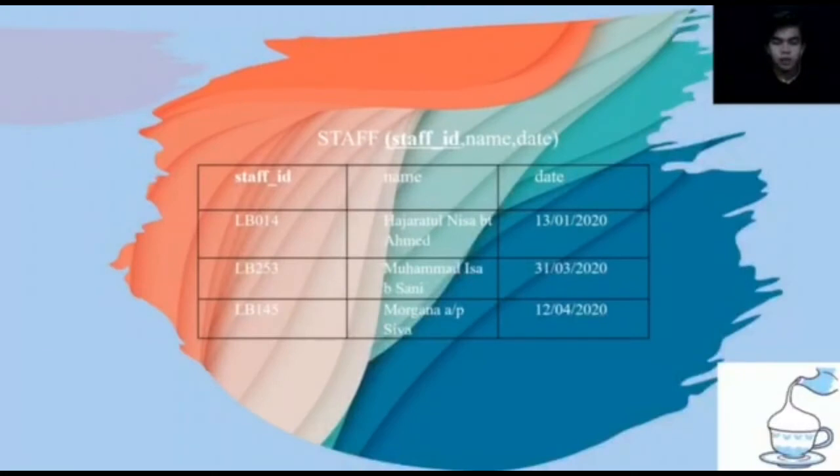So, the last table for second normal form is staff. Staff ID, name, and date are the entities. Meanwhile, LB014, Hajaratun Nisa binti Ahmed, and date 13 January 2020 are the attributes for this table.